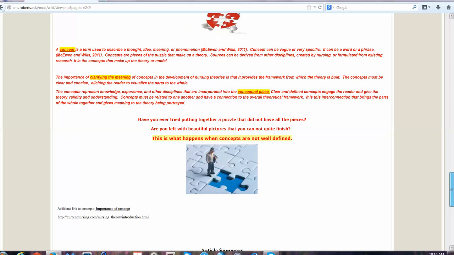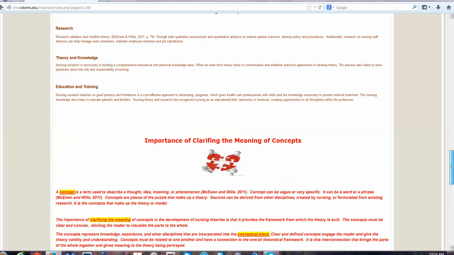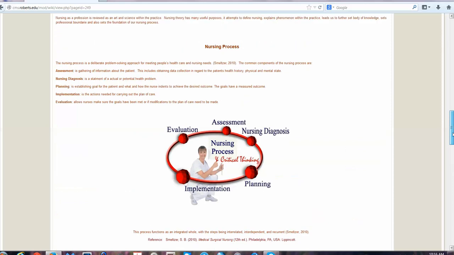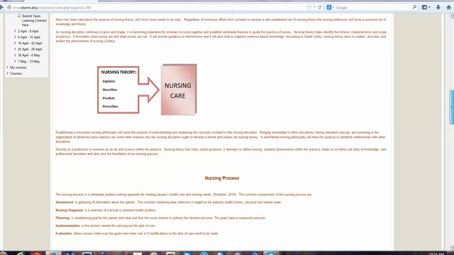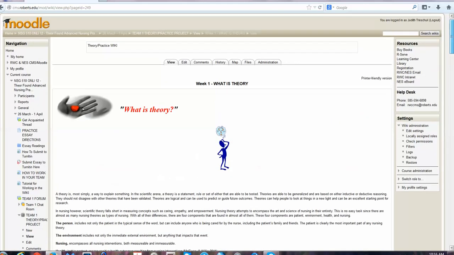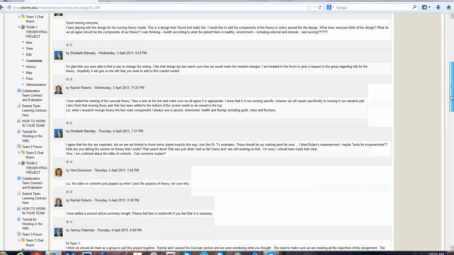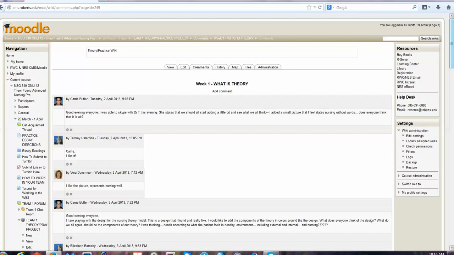This is a collaborative effort, so every member of the team participated in this. They could talk back and forth. I'm trying not to scroll this too fast for you. I'm going to bring it up to the top and show you that they have areas where they can comment. And you can see where they spoke with one another while they're in the wiki. So you're in the wiki and you're not necessarily in there at the same time, but you're all in there participating in developing the wiki.